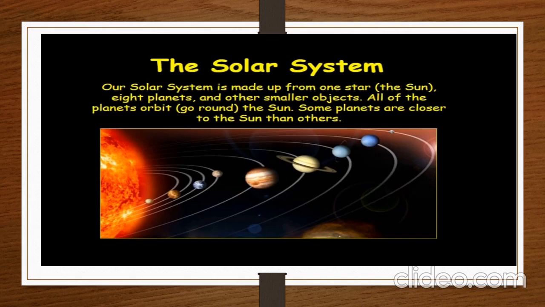Okay, what is our solar system and what is it made up of? Our solar system is made up of one star, the sun, 8 planets, you know about it, Mercury, Jupiter, Earth, Saturn, Uranus, Venus, okay, and other smaller objects. All of the planets orbit, go around the sun.